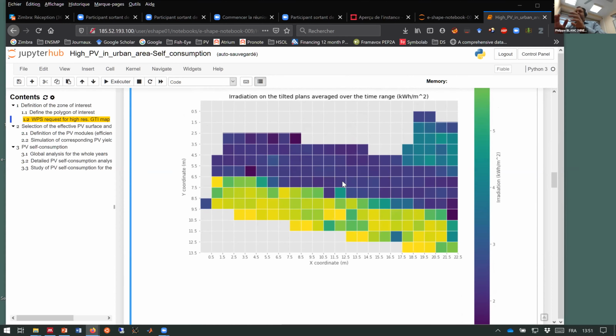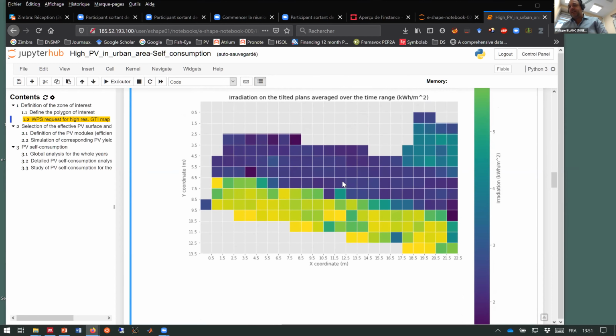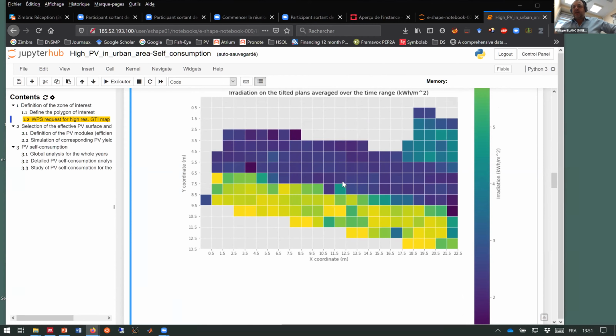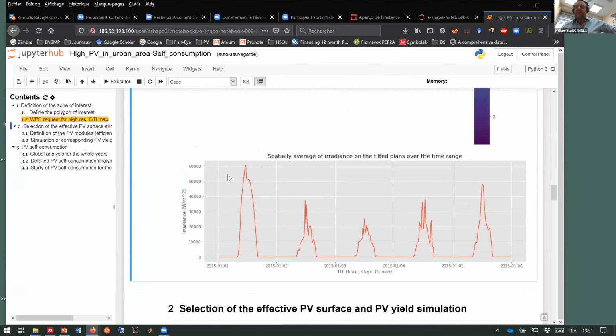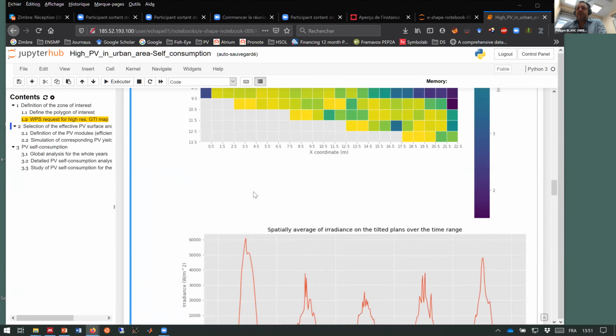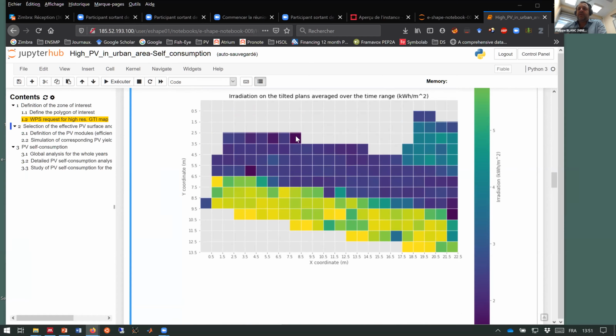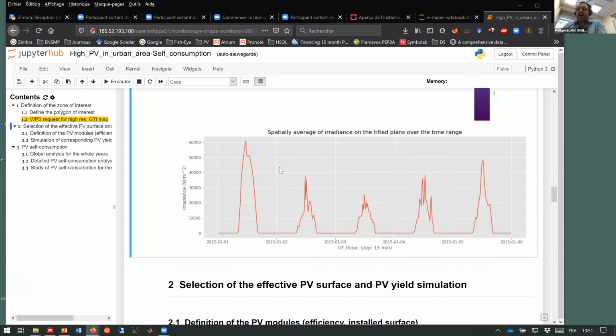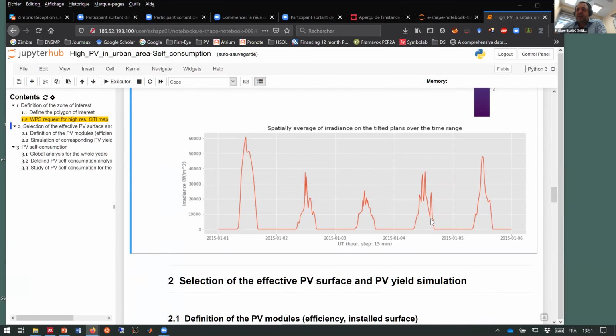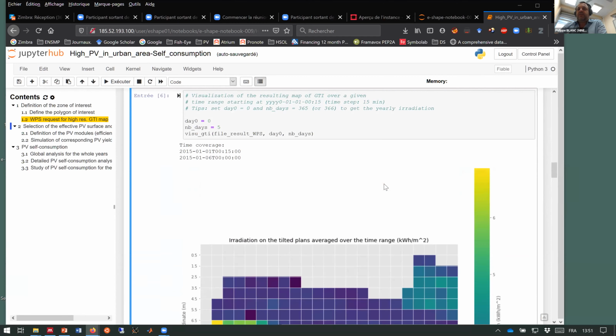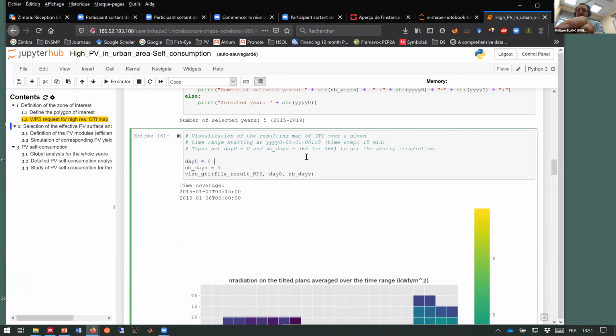Okay, so this is for the time range I have selected. I have an average as an image, but I can also do an average in space and look at what happened in time. So here I can see the 5 days I have selected, averaged on the whole rooftop here. Every pixel I have selected in the polygon, even pixels that are not very good. And I can see the variability day by day in January, and I can do the same, for example, in summer time.